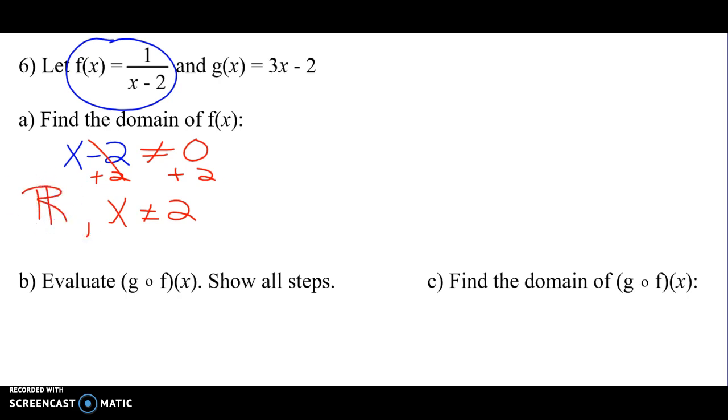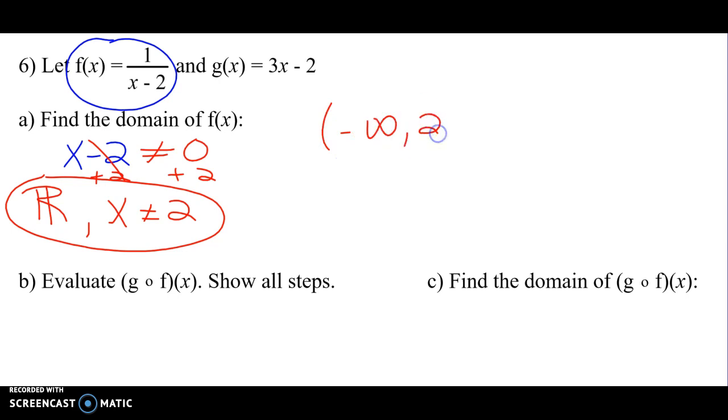It's everything but 2. Literally, 2 is the only number that will cause us to have a problem when plugging a number in for x. Now you could also write this in interval notation as negative infinity up to 2, but not including 2, to infinity. That's your interval notation of the same thing.